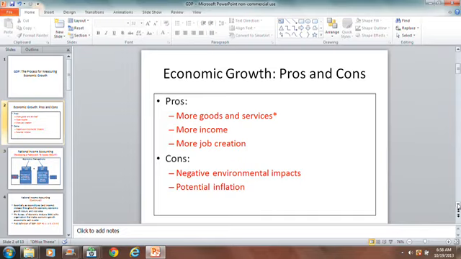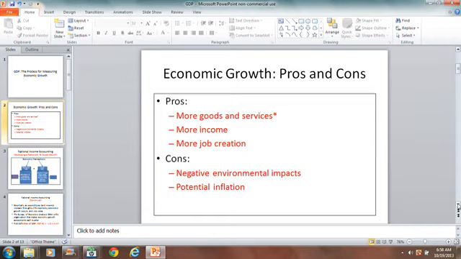Now, in addition to goods and services being produced, when more stuff is being produced, it's going to translate into more income. So a growing economy will generate more income. And when more stuff is produced, more workers are needed, and so more jobs are being created. So there are some very nice, wonderful benefits associated with growth, and we're very desirous of having more goods and services, more income, and higher levels of employment.